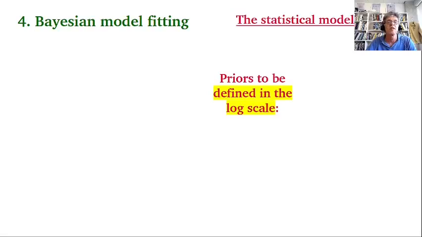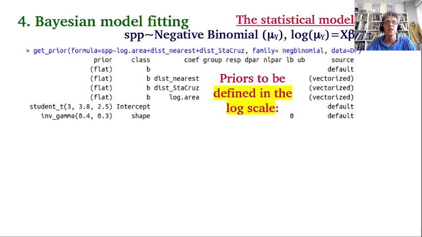For the Bayesian model fitting, we recall the statistical model, and we use the command get_prior of the package brms, specifying family negbinomial, to obtain the priors that need to be defined. I recall that the priors of the GLM are defined in the log scale, so we need the priors for the partial slopes of the 3 explanatory variables. We need a prior for the intercept, and we need a prior for the shape. The shape is the extra parameter of the negative binomial distribution that I forgot to put here at the starting point of the slide.